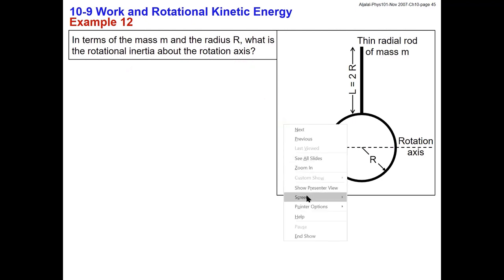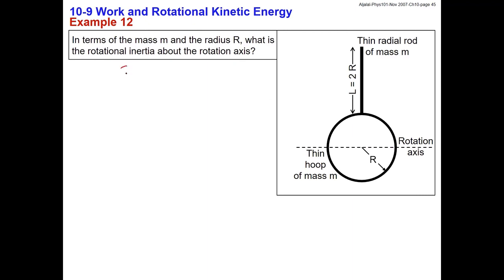Okay, let's do it. So here my system is made of hoop plus rod. So the moment of inertia around this axis of rotation here, as you can see it in red, is equal to the moment of inertia of the hoop with respect to this axis of rotation, plus moment of inertia of the rod with respect to this axis of rotation. So what is the moment of inertia of the hoop with respect to this axis of rotation? That's not in your formula sheet, but if you need it, I will give it to you. It's half mr squared.